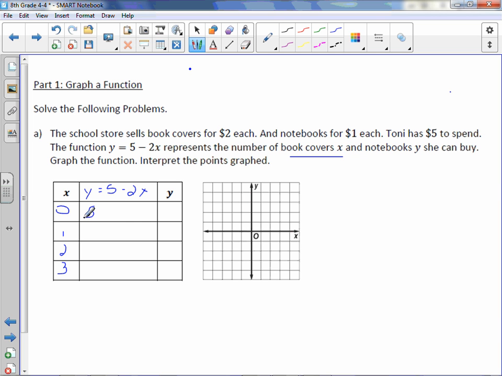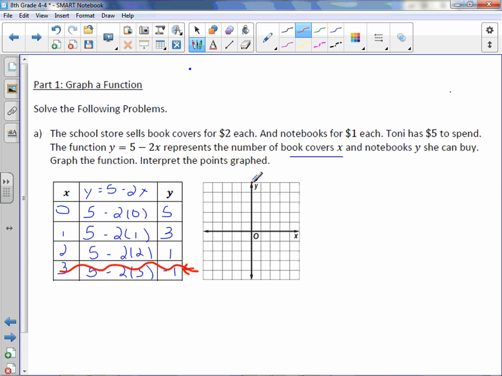So plug it in. 5 minus 2 times 0, which is 5 minus 0 or 5. 5 minus 2 times 1, which is 5 minus 2 or 3. 5 minus 2 times 2, which is 5 minus 4 or 1. And 5 minus 2 times 3, which is 5 minus 6 or negative 1. Now, you can't have a negative notebook either, so this point we can't use, which only leaves us with 3 points to plot.